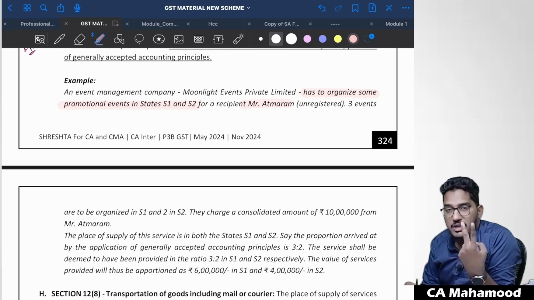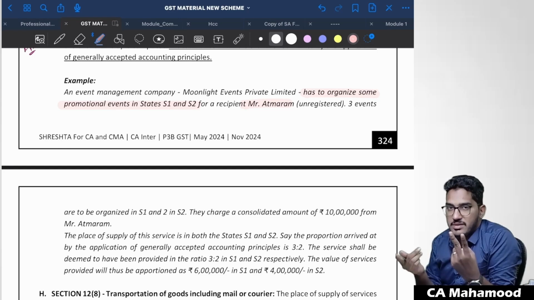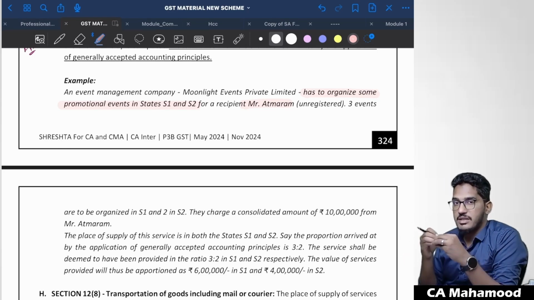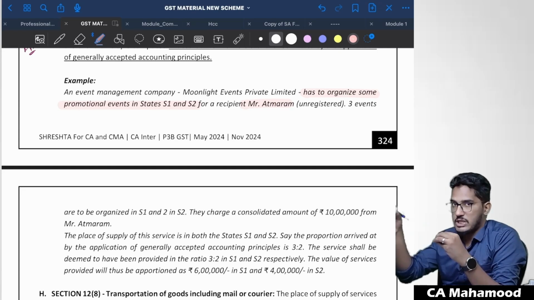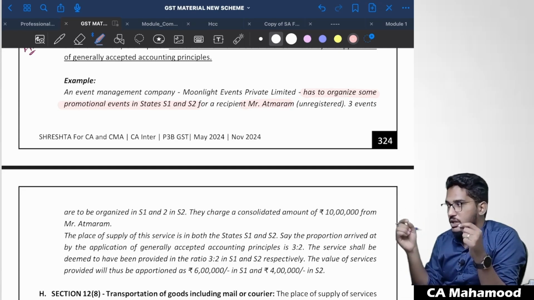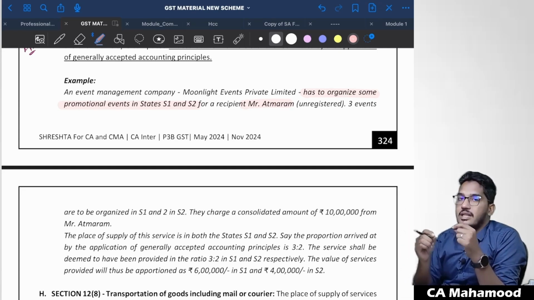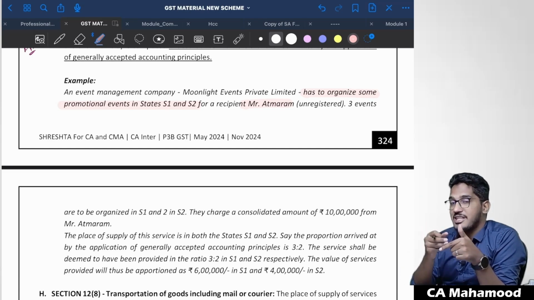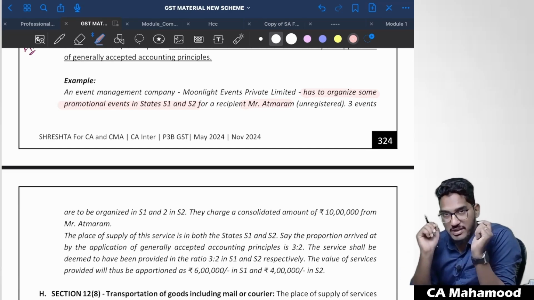But this event is happening in 2 states. See, if the recipient is registered, no matter in how many states it will happen, it doesn't matter. Why? Because if the recipient is registered, the place of supply will always be the location of the recipient. The problem will come only when the recipient is unregistered. Then the place of supply will be the place wherever the event is taking place. But in case the event is happening at more than one place, then the problem arises.